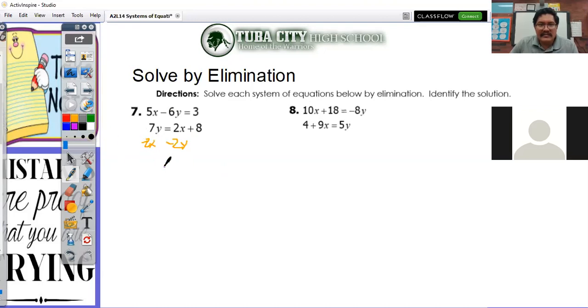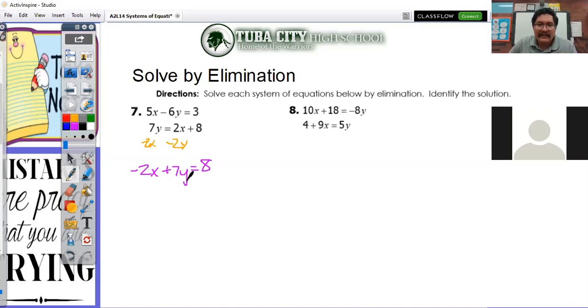And that should give us a new equation. So negative 2x plus 7y equals, and since we canceled out 2 here, it's going to be 8. Okay, now I'm just looking at these two here, the 5x and the negative 2x, where that's the number they start out with. Now in this case here, it looks like I'm going to have to change both of them again.